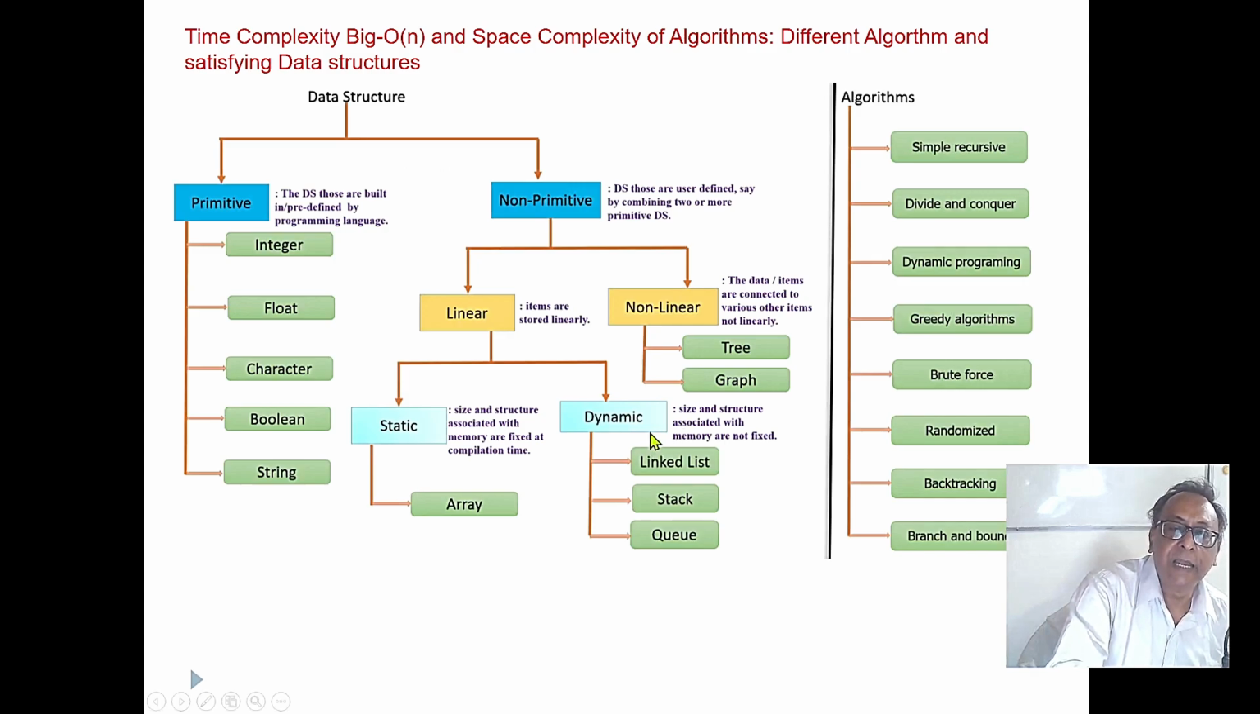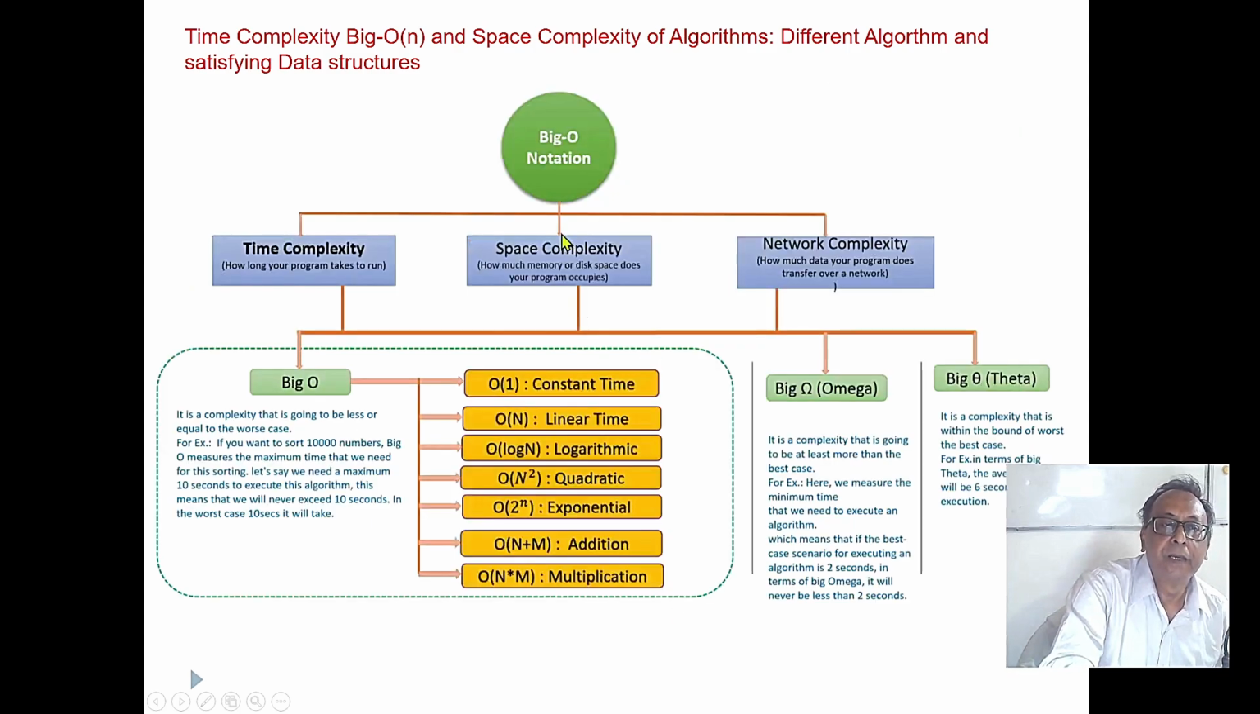This is the dynamic, like linked list and stack and queue. At that time, various algorithms choose different types of data structures if needed, and for this the complexity will be different. What we are interested in in this presentation is the time complexity of a few algorithms. There is also the space complexity and then the network complexity, which we will not discuss here. We'll discuss the time complexity.